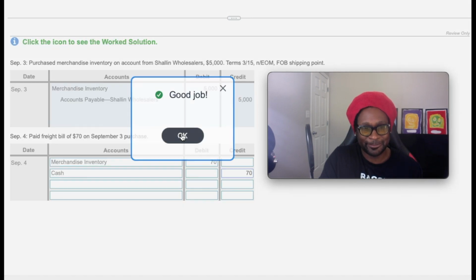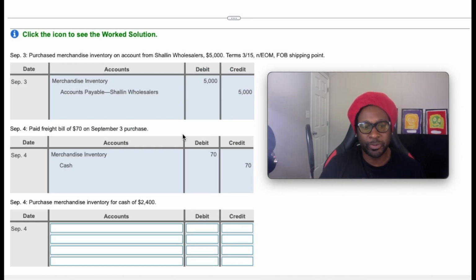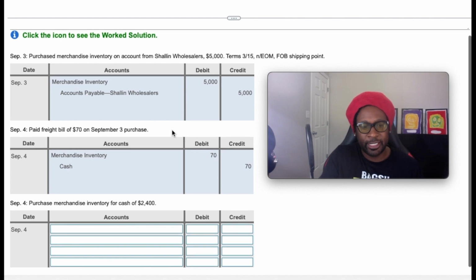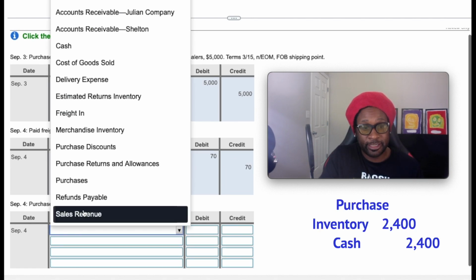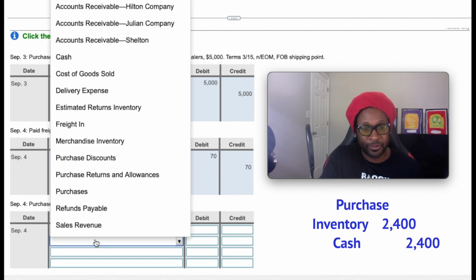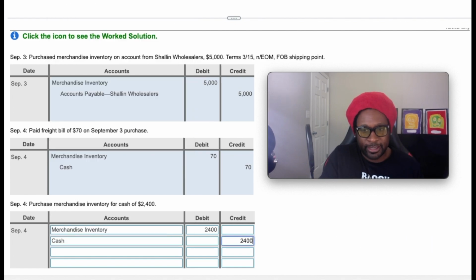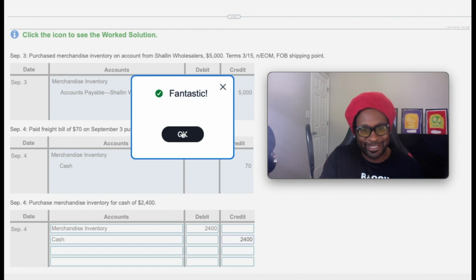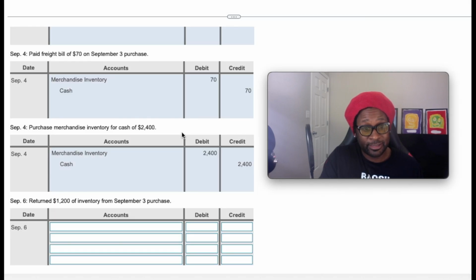Good job, gang. Also on September 4th, we purchased merchandise inventory for cash, $2,400. Easy breezy, gang. We're going to debit merchandise inventory and credit cash for $2,400. Check our answer. Fantastic. On September 6th, we returned $1,200 of inventory from the September 3rd purchase.